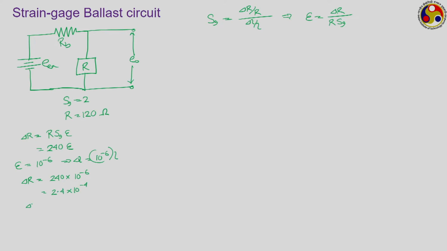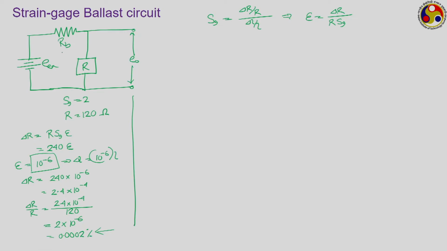If we compare with the original value of the resistance, delta R upon R is 2.4 into 10 to the power minus 4 divided by 120. So, how much is it? We can write this to be something like 2 into 10 to the power minus 6, or if we convert this to percentage, 0.0002%. That is, we are talking about an extremely small change in the value of delta R when you are looking for measurement of strain like this. So, your circuit should be capable of sensing such a small amount of strain, or small amount of change in resistance, I should say. So, let us check the performance of the ballast circuit from this point of view.